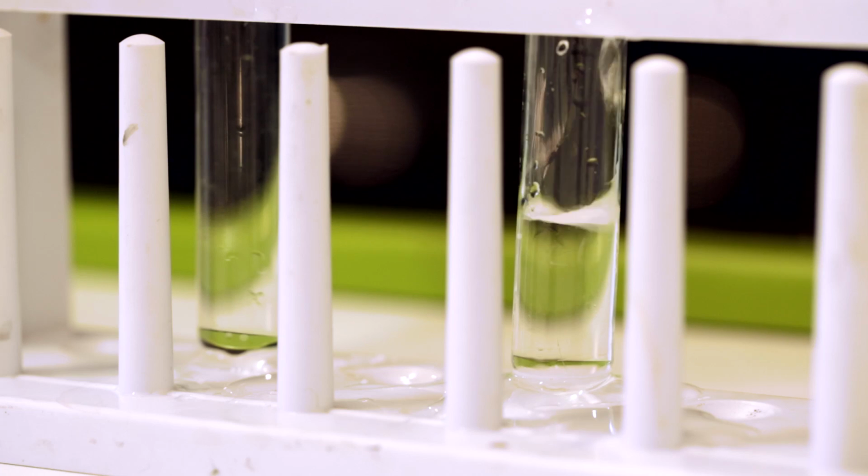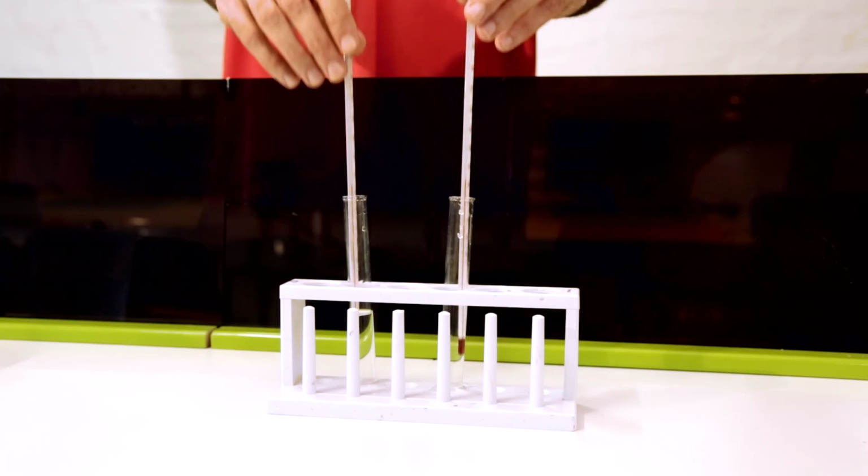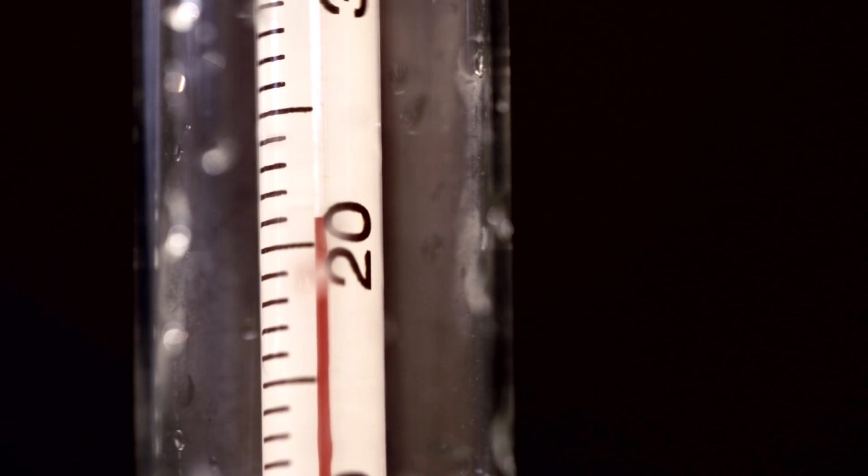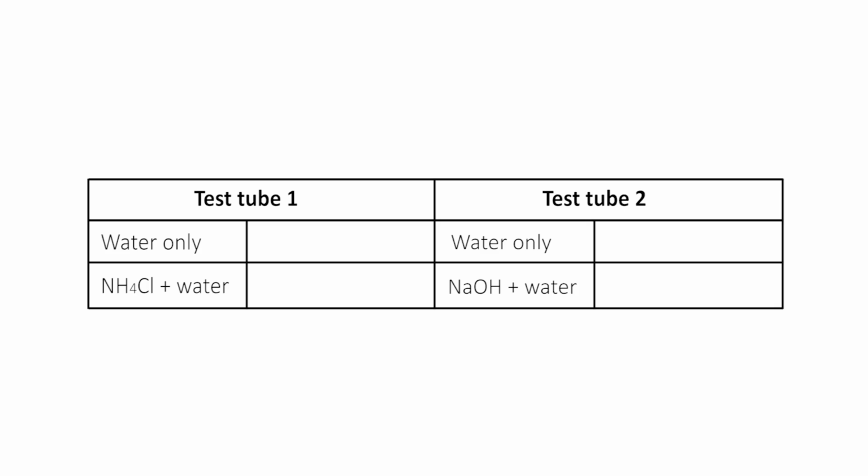Half fill both test tubes with water. Place the thermometers into the test tubes and record the temperature of the water in the results table. In this case, the water is at a temperature of 21 degrees Celsius.